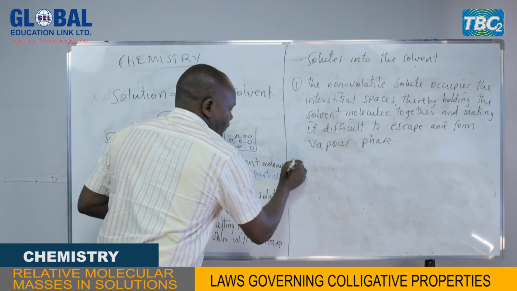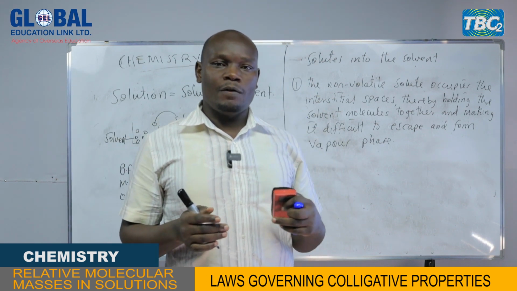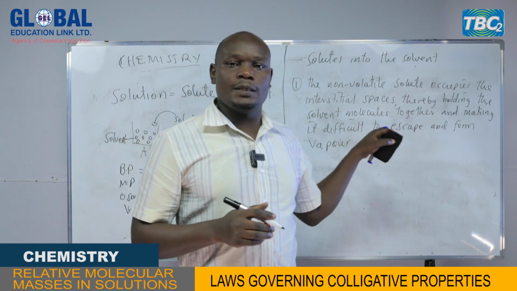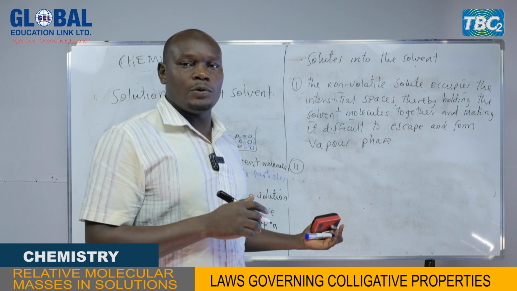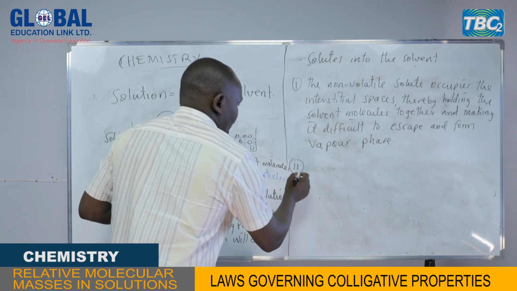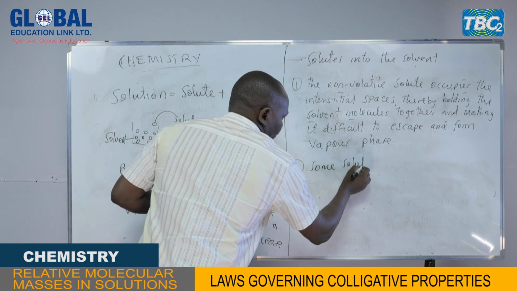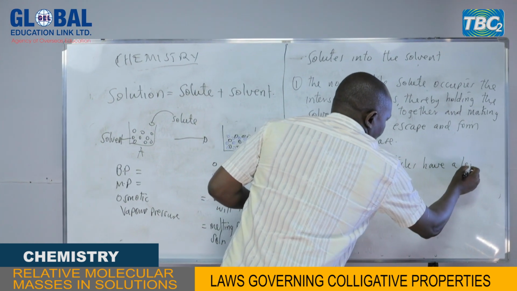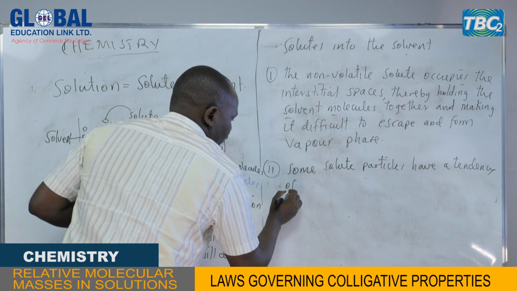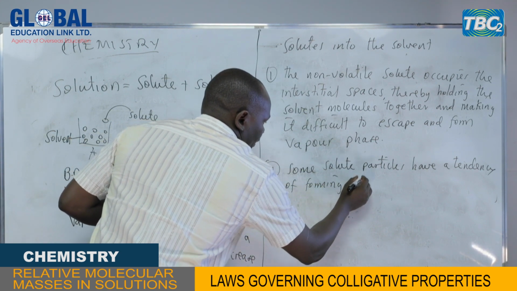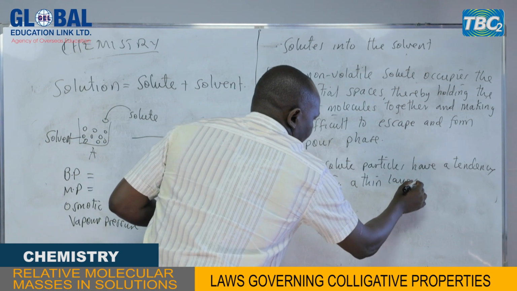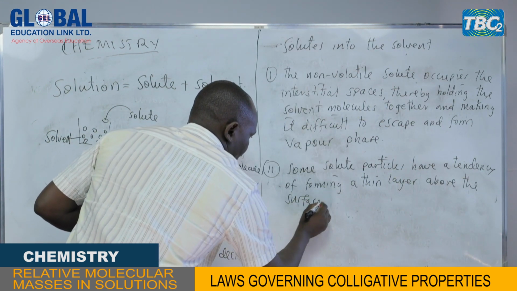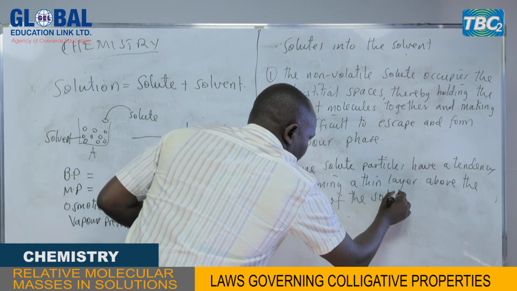Second, some solute particles have a tendency of forming a thin layer over the surface of the solution. If they form a thin layer on the surface of the solution, it will make it difficult for the solvent molecules to penetrate and form the vapor above the solution.